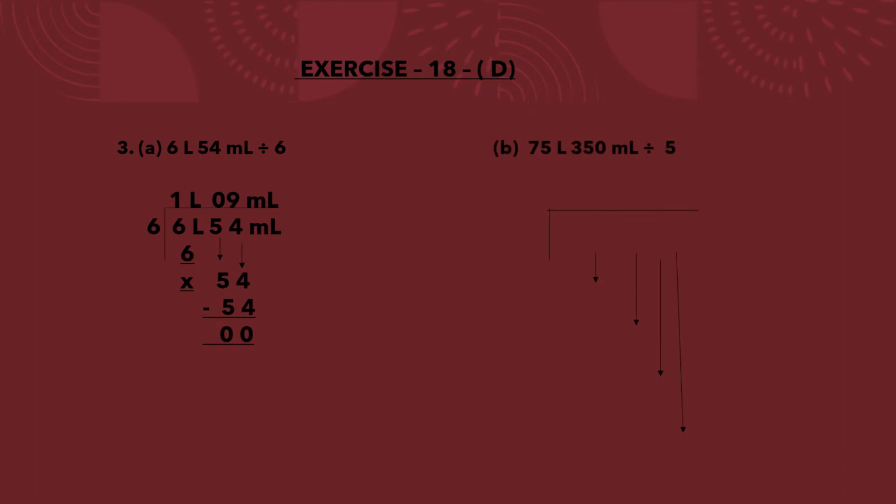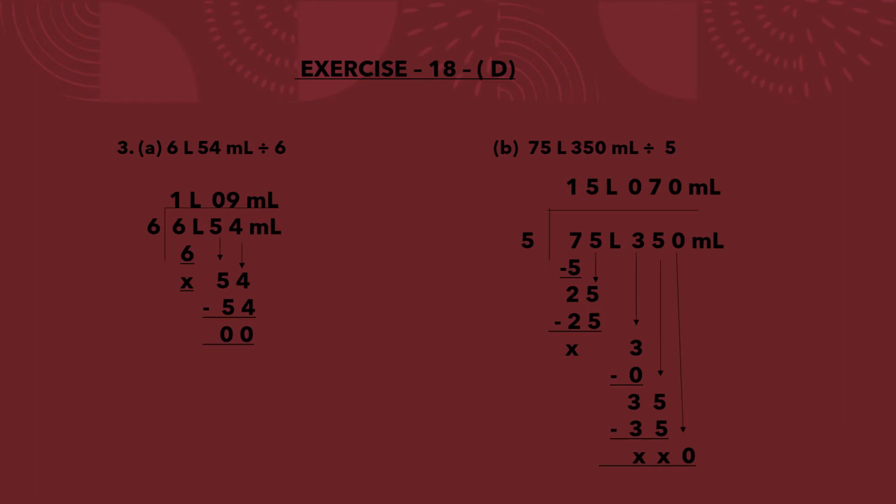Then see the B part, 75 liters 350 milliliters divided by 5. Now first number is 7 in the dividend, which is greater than the divisor. So you can easily divide. 5 ones are 5, 5 twos are 10. Now 10 is greater than 7. So you will take only one time. So write 1 on the quotient and then write 5 below. Then 7 minus 5 is 2.